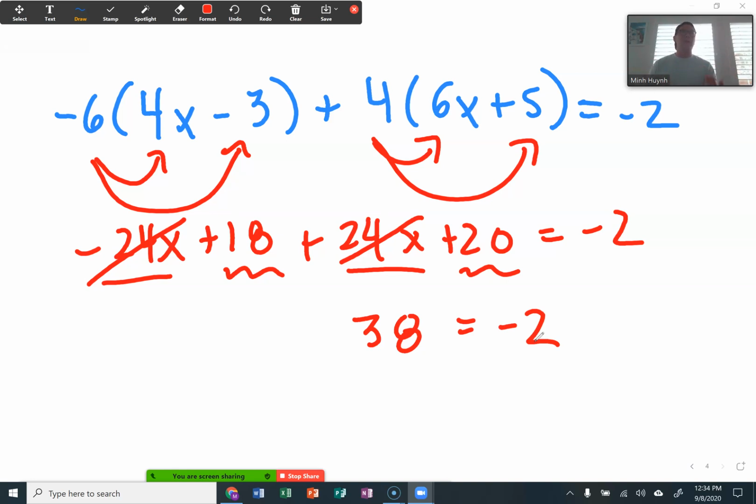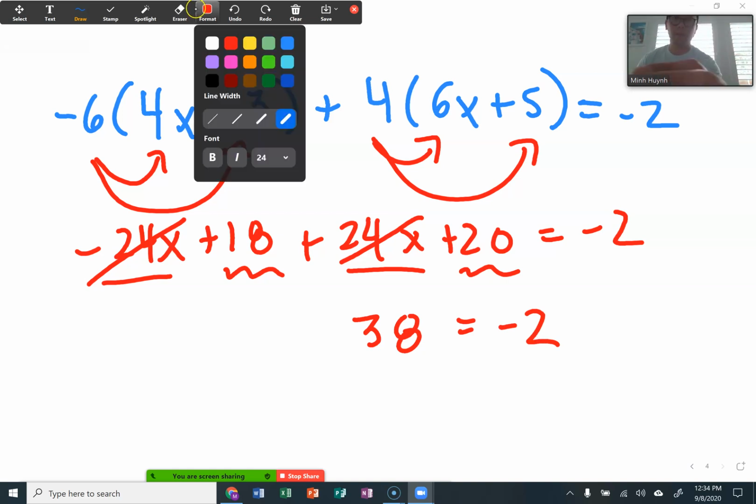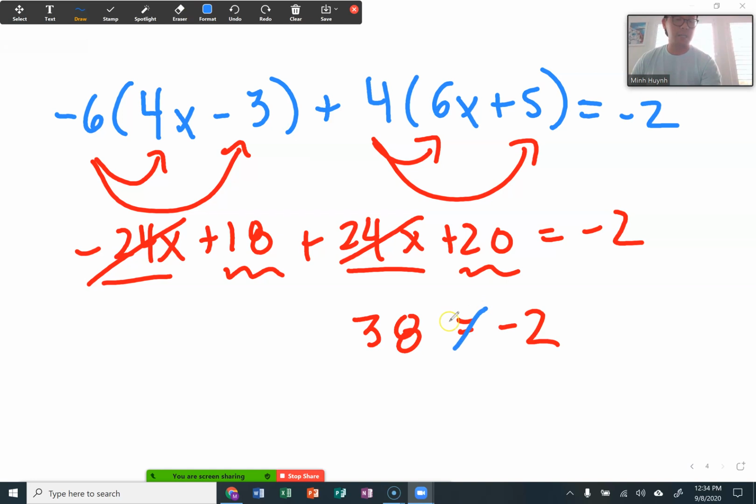Here's the thing though, x is no longer existing. No variable is there. So when a number is not equivalent to another number, meaning 38 is not equivalent to negative 2, this would be no solution. No solution, which is awesome. Okay, no solution. All right. Let's try one other type of problem.